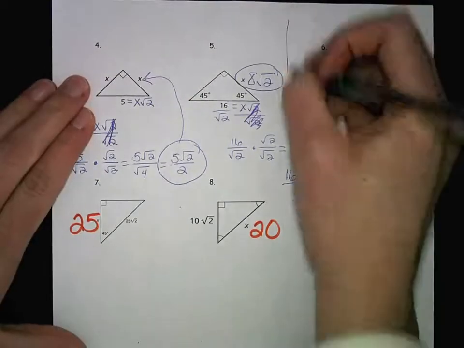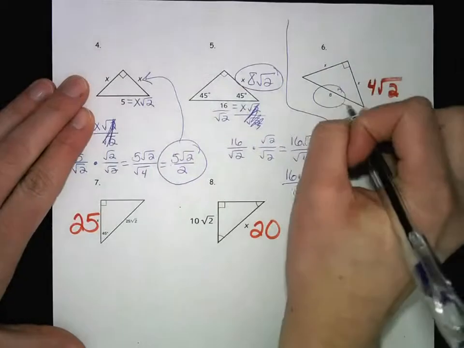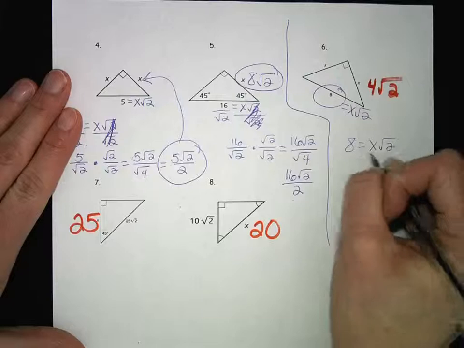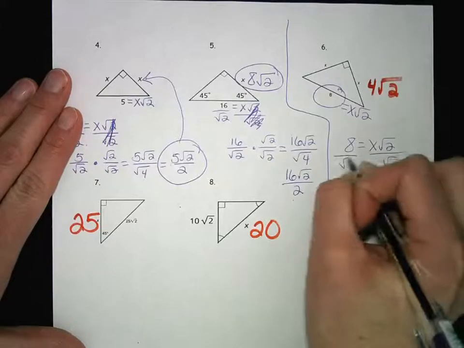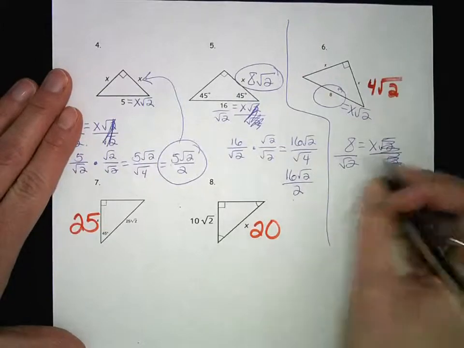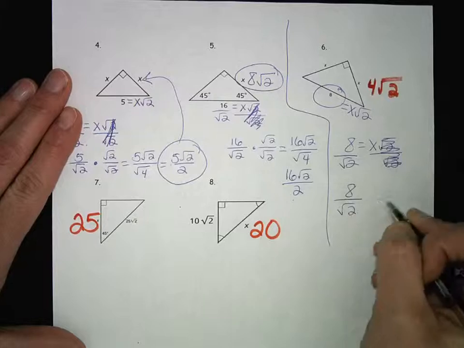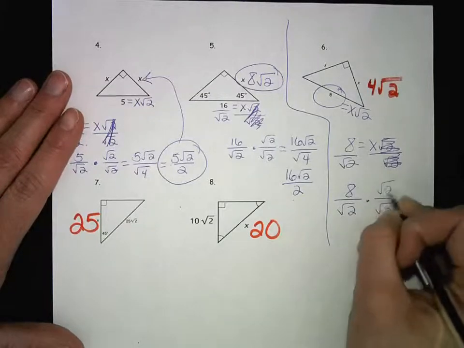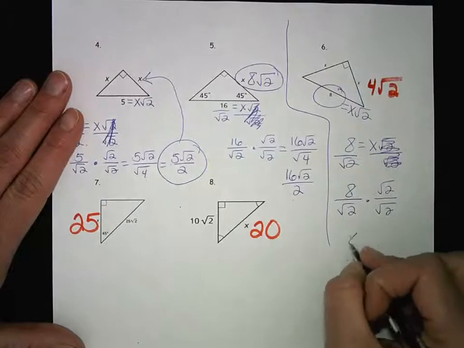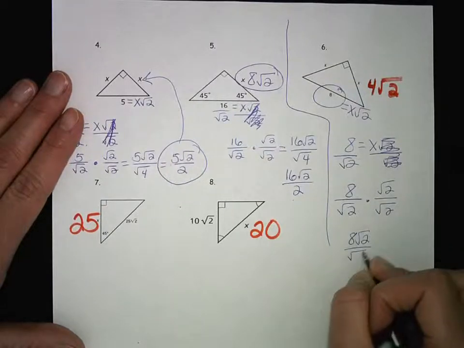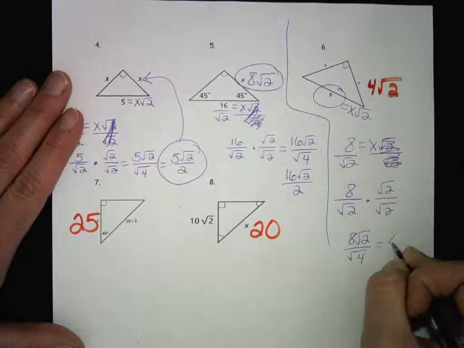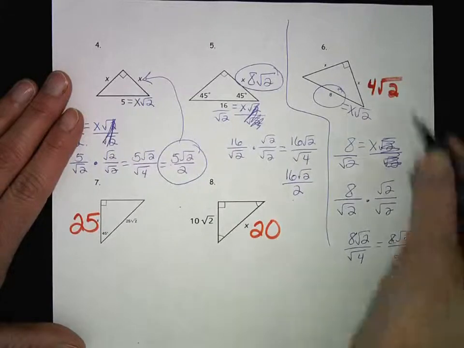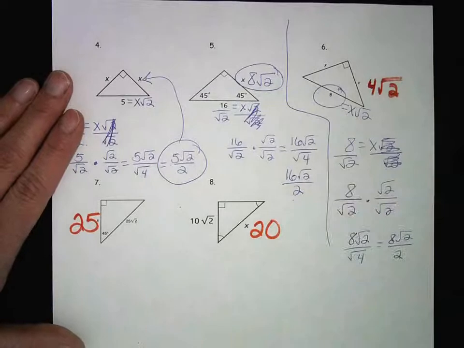On number 6 here, the 8 is going to be your x square roots of 2, so you're going to have to solve this problem. So we're going to divide off the square root of 2, so those will cancel. So we have 8 over the square root of 2, and so we have to rationalize the denominator, so we're going to multiply by the square root of 2 over the square root of 2. That's going to be 8 square roots of 2 over the square root of 4. So that's really 8 square roots of 2 over 2, which 8 divided by 2 is 4. That's how I got the 4.